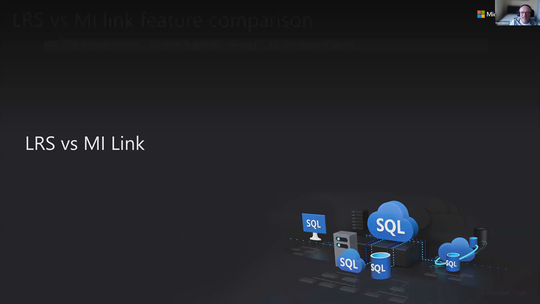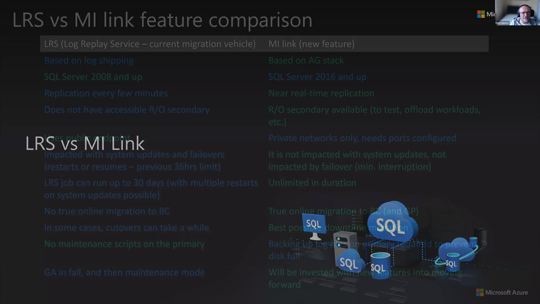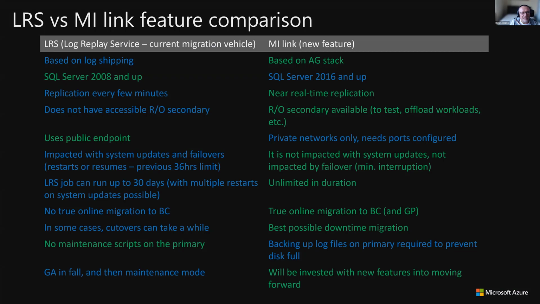On this slide, briefly, I would like to compare, because we have an existing mechanism to migrate to managed instance called log replay service, which essentially is log shipping. By the way, LRS is also used with DMS. Maybe you've heard of data migration service, or maybe you've heard of SQL Server extension in Azure Data Studio. It's all powered by what we call LRS, which is log shipping. So essentially, log shipping is the primary vehicle of migration to MI today. And that's on the left-hand side.